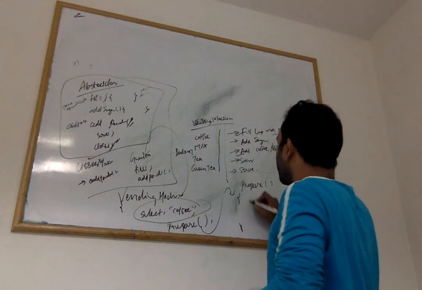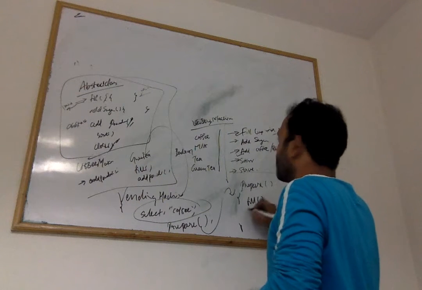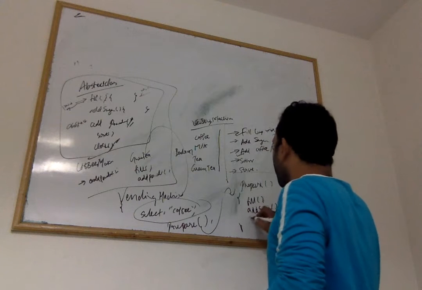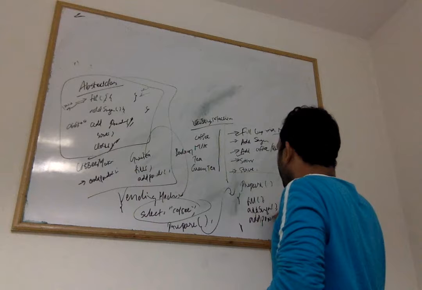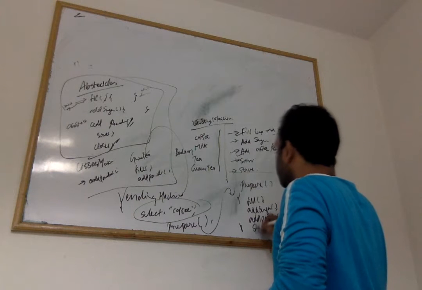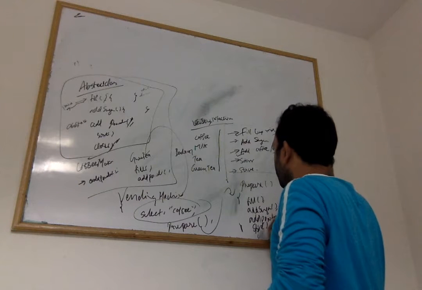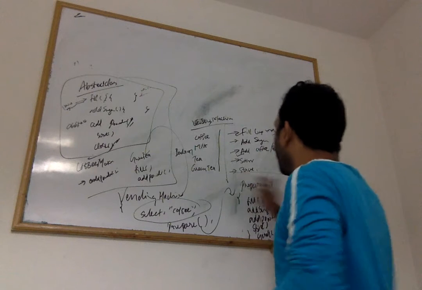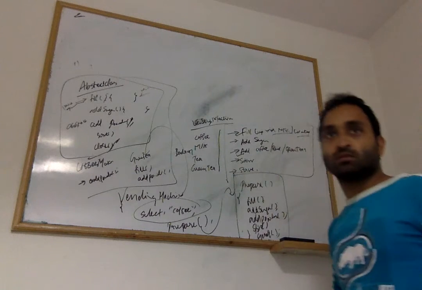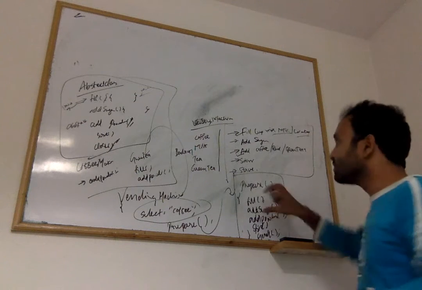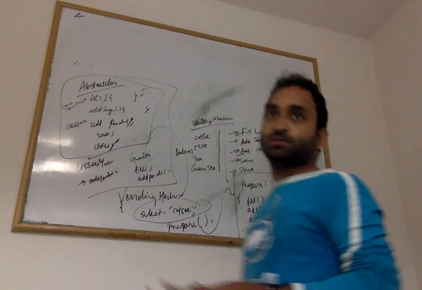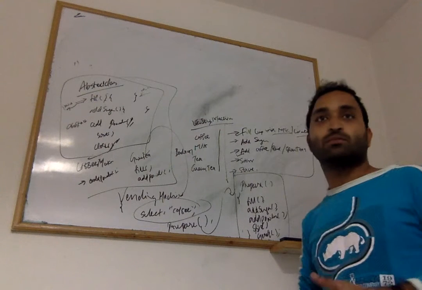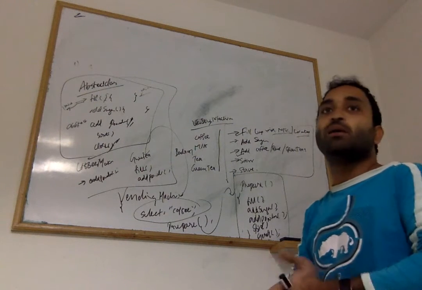So what you will call here: first fill, then add sugar, then add powder, and then stir, and then serve. This is the prepare. Okay. So this will be there in your abstract class. The template will be this one. So this is called the template pattern.